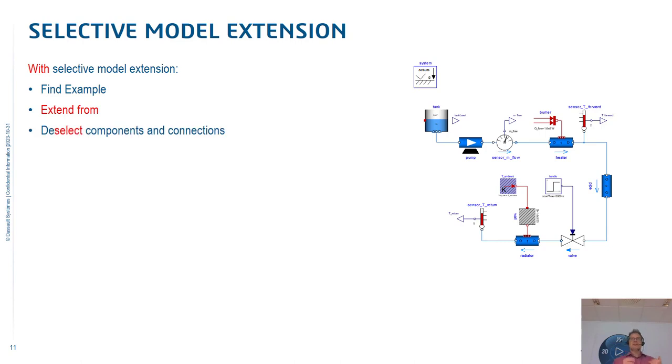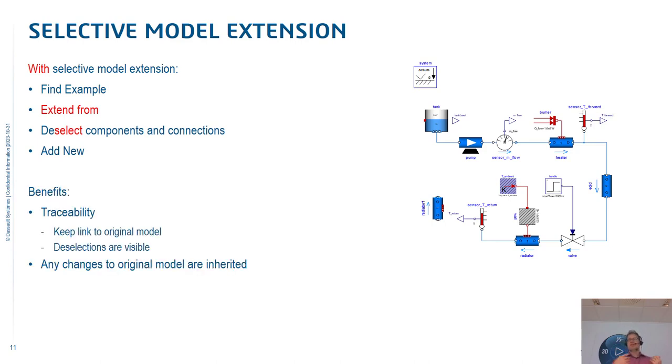And then instead of deleting the component, and possibly connections, you deselect them instead. And then you add the new and connect as before. So here you get the traceability. You keep the link to the original model. All the deselections are visible, so you can know exactly what you deselected. And if the original model is improved, all the changes are inherited.